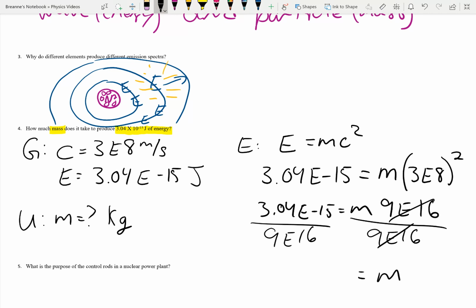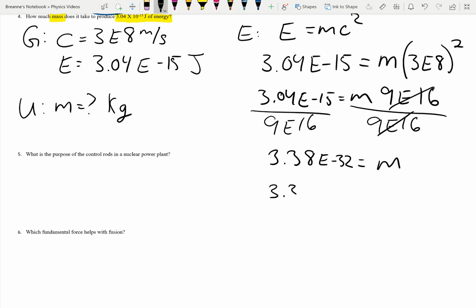If you want to insert parentheses around each of your numbers, just to make sure that everything is being cohesive, you should get 3.38 if you round, e to the negative 32. Another way of looking at that would be 3.38 times 10 to the negative 32, and your unit for that would be kilograms. So there we go. That is your answer.